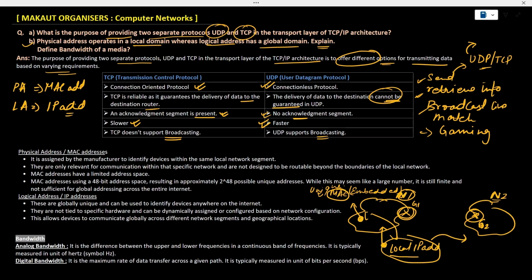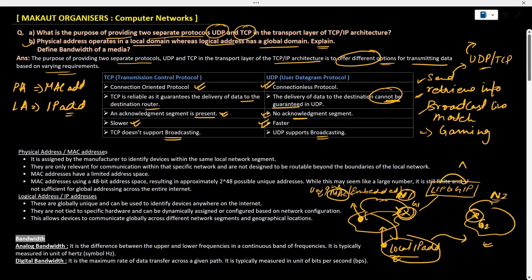But suppose we want to send the data from one network to another network. Since this IP address is not known to other networks, what happens? This node will send the data first to the default gateway. And what will the default gateway do? It will change the local IP address to a global IP address. A global IP address means an IP address which is known to everyone in the world. So if somebody wants to send the data, then it can be sent. And this process is called NAT, Network Address Translation.